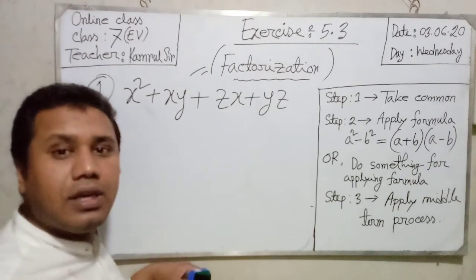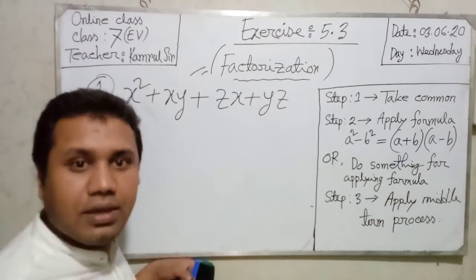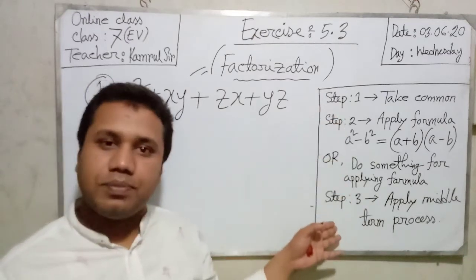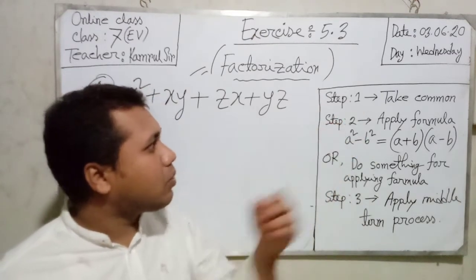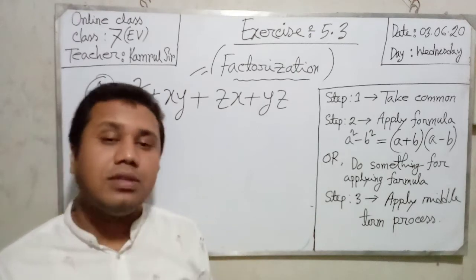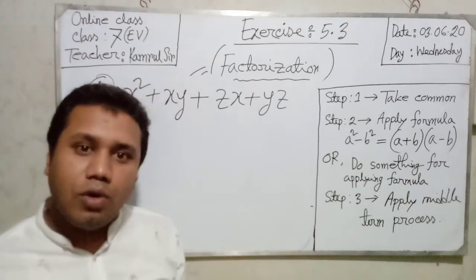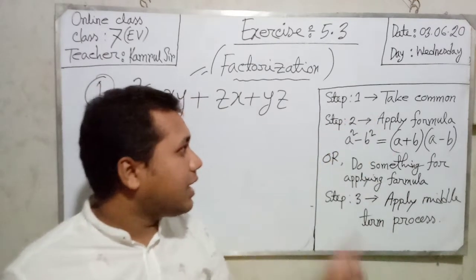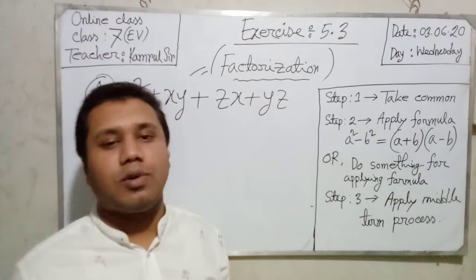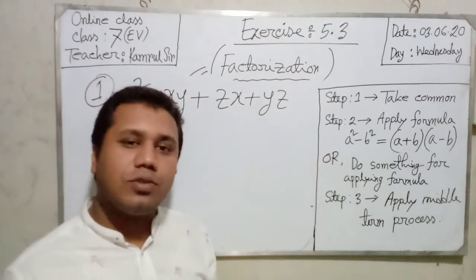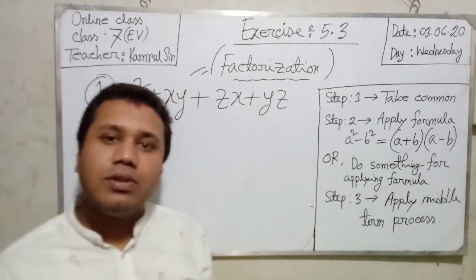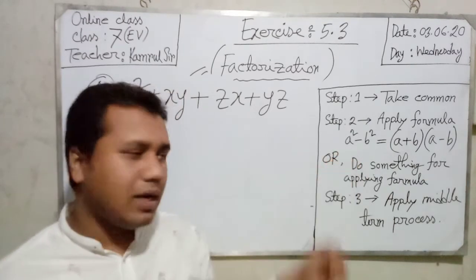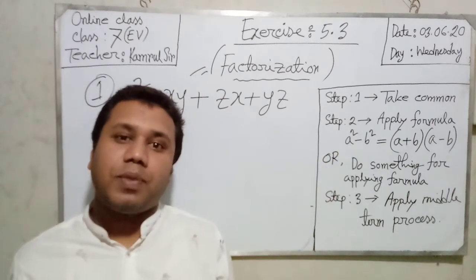Now how can we solve? That means how can we factorize it? For factorization you can apply these 3 steps. Clear? Now look, step number 1, take common. Take common means if applicable, if you can take common, then try to take common. This is our step 1. And step 2, apply formula. Which formula? a square minus b square, that means (a plus b) into (a minus b). Only one formula, this a square minus b square. Clear?